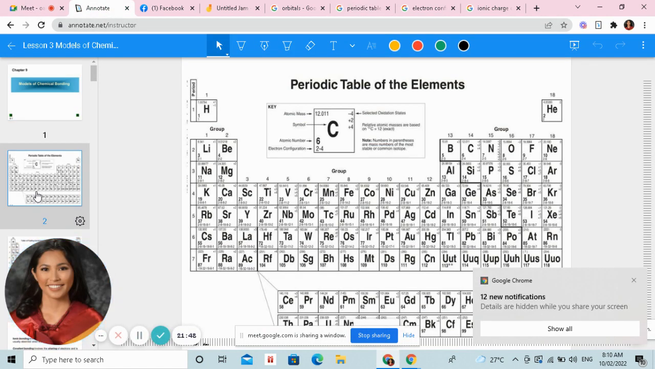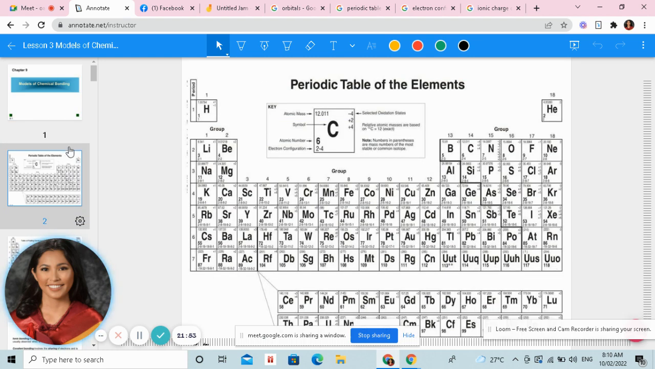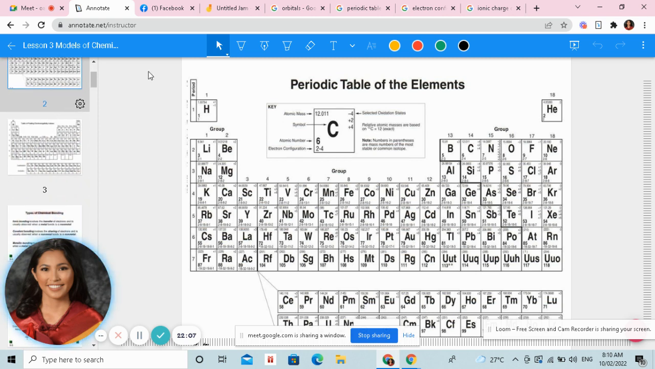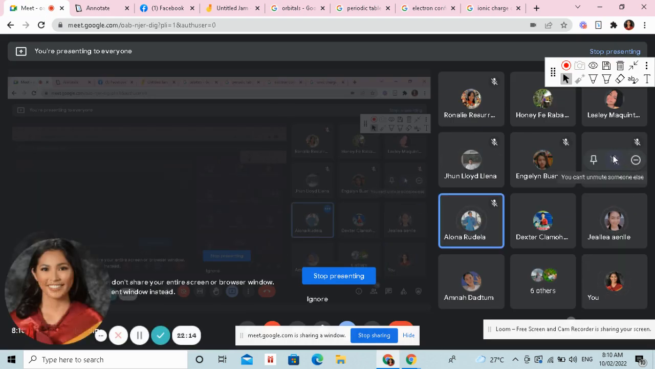Okay, so this time let's go to the models of chemical bonding. What are the types of chemical bonding you have known? Ionic bonding and covalent bonding, ma'am. Okay, we have ionic bonding. What is the difference of ionic and covalent bonding? We have Justin. Ionic bonding, ma'am, is non-metal to non-metal bonding, while covalent is non-metal and metal bonding.